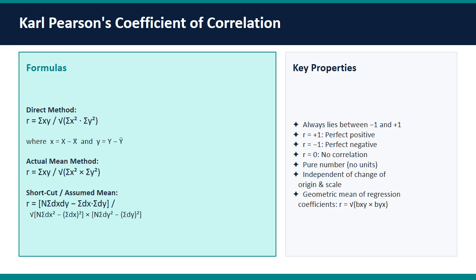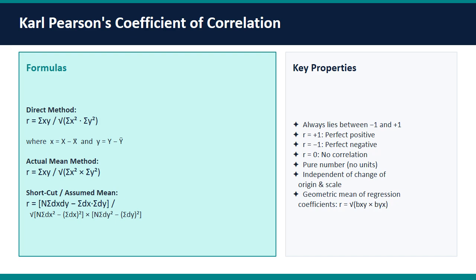Karl Pearson's method is the most commonly used method, and the formula is r equals summation of xy divided by root of summation x square into summation y square, where x indicates the deviation from mean and y also indicates the deviation from mean. So x and y are the variables. The three ways to compute Karl Pearson's coefficient are the direct method, actual mean method, and shortcut method.